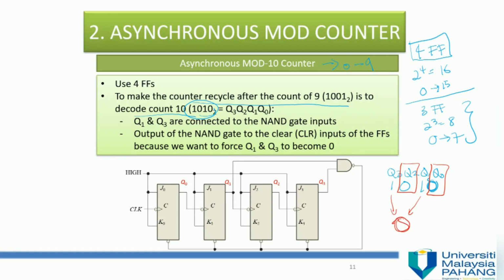How to do that? We connect Q1 and Q3 to a NAND gate here. And then the output of the NAND gate will be inputted to the clear input of the flip-flops to clear the value, or to force Q1 and Q3 to become 0.